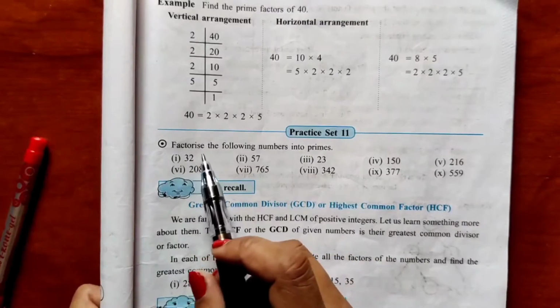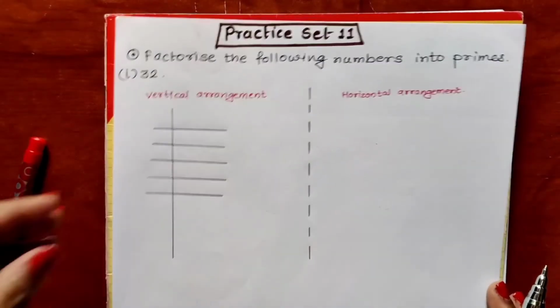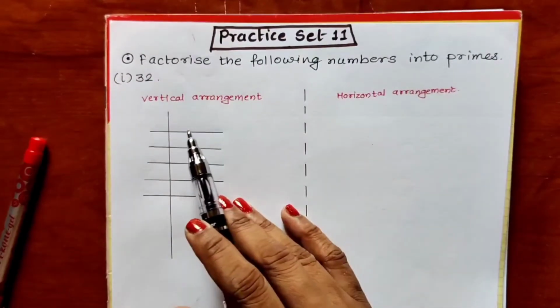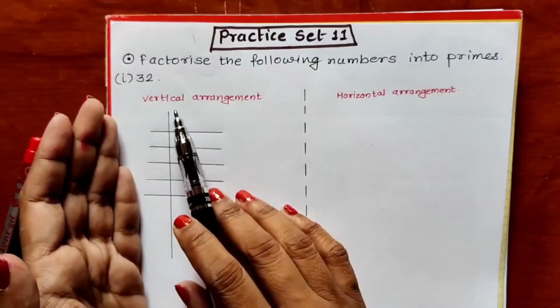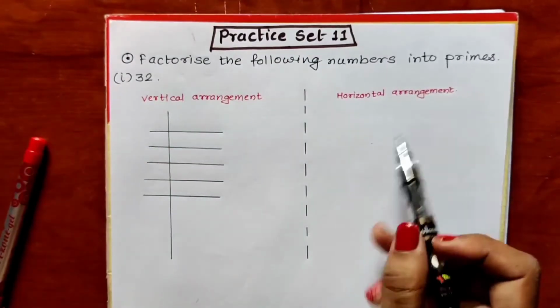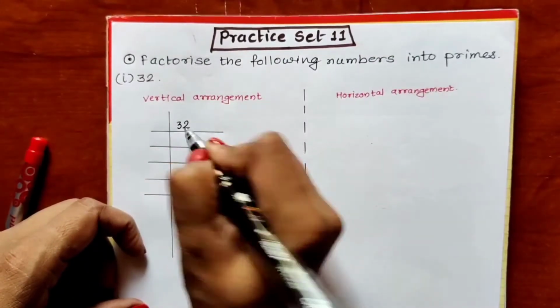So first number is 32. Let us factorize 32 into prime numbers. You all can see I have made two parts. On left side we will solve it by vertical arrangement and on right side we will solve it by horizontal arrangement. So we will first write 32 in vertical arrangement.